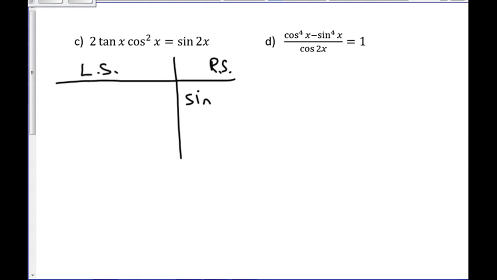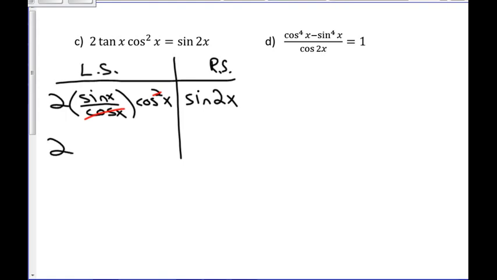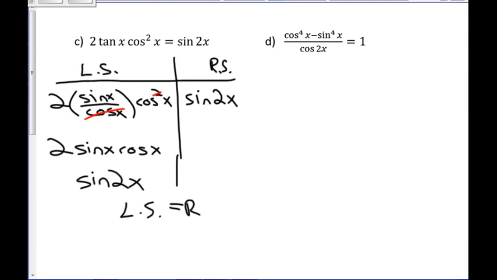I think I want to turn that left side into the right side. So I'll have 2 tan, which is sine over cosine, times cos squared. Okay, you can see here, cos squared on top, cos on bottom's gone. We get 2 sine x cos x, and that is your double angle identity for sine. So from the little formula sheet, we know that that's sine 2x, left side equals the right side.